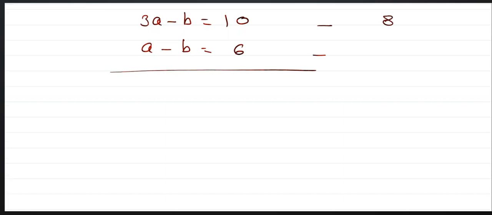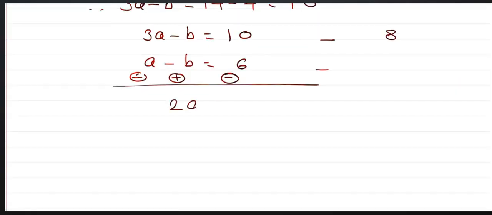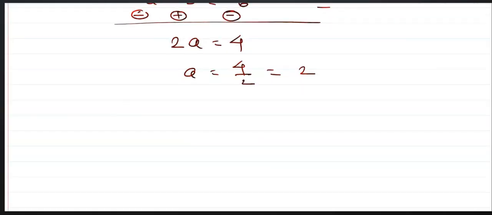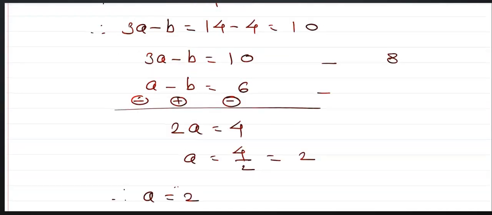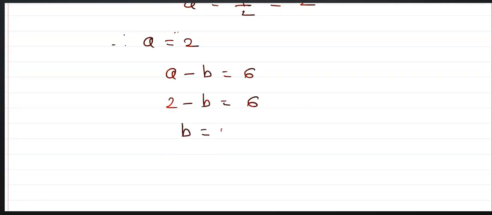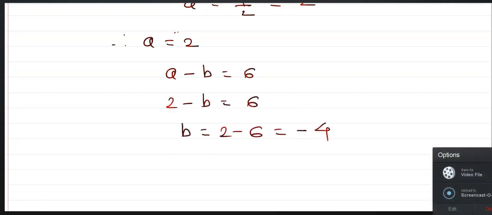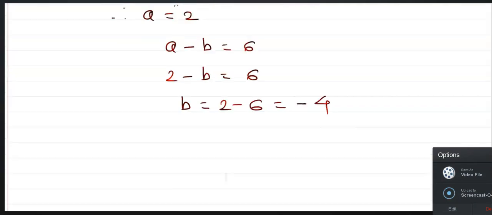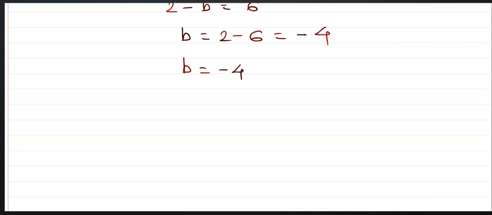Now we'll solve these two simultaneous equations by subtraction. Then you get the value of a equal to 2. With a minus b equal to 6, substitute a equal to 2, then you will get b equal to minus 4. Therefore a is equal to 2, b is equal to minus 4.